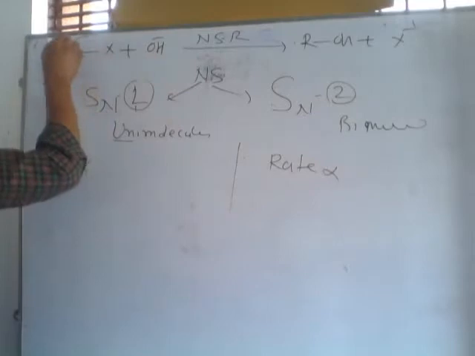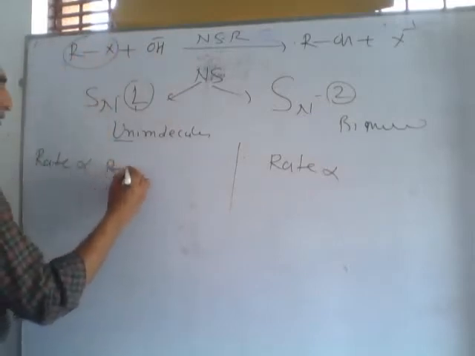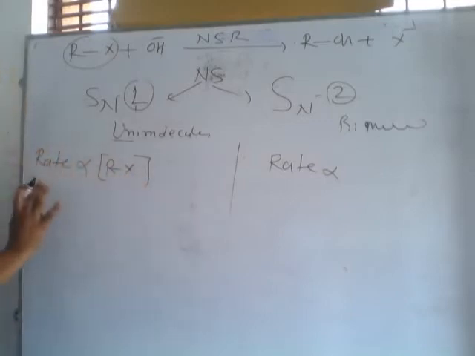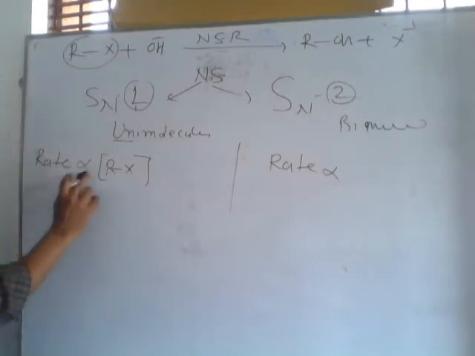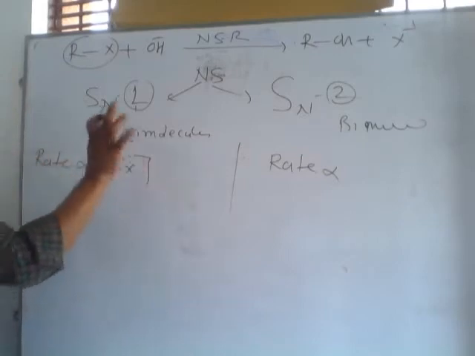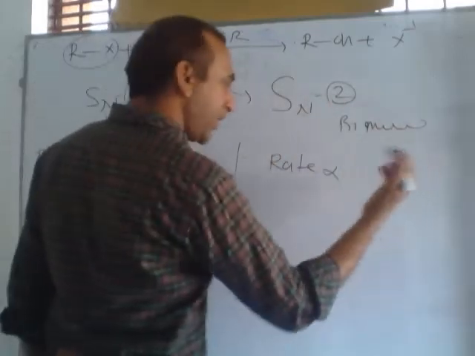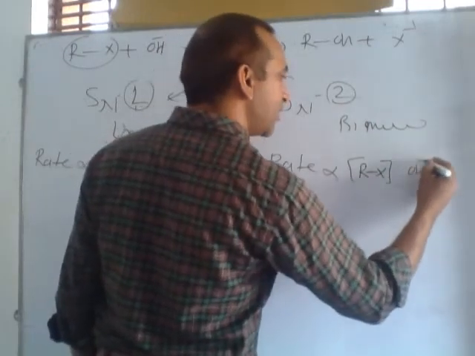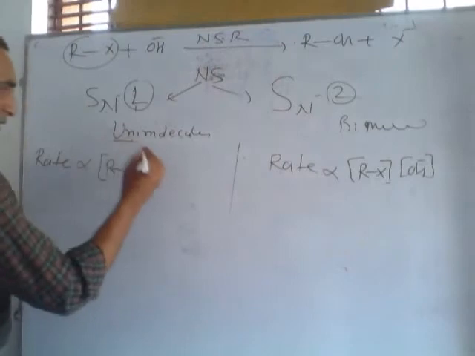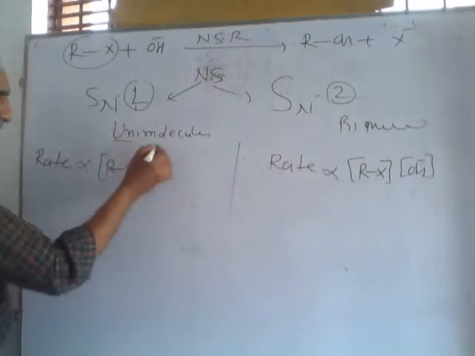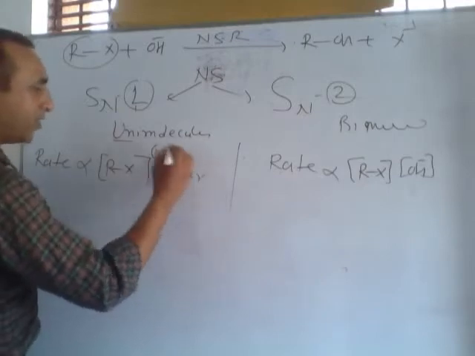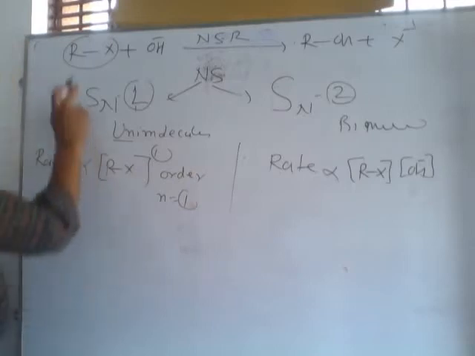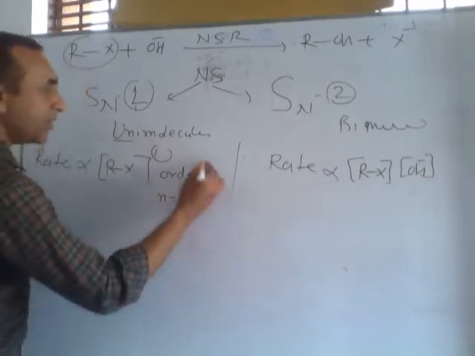sometimes depends on only the concentration of RX. This bracket is concentration and this is RX. In the first case, the rate of reaction depends on the concentration of RX. The rate is free from the concentration of the nucleophile. Sometimes the rate of reaction depends on these two, the concentration of RX and the concentration of OH. In the first case, the power of the concentration of RX is called the order of reaction. In the first case, the order of reaction is 1. It means the whole reaction depends on the concentration of RX.